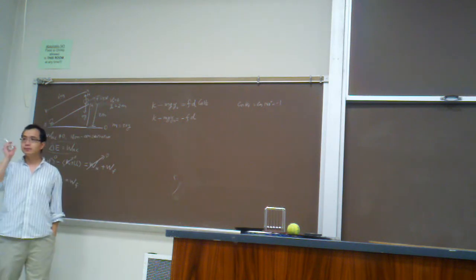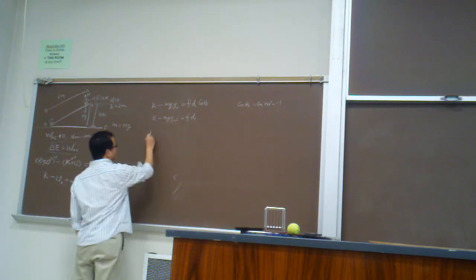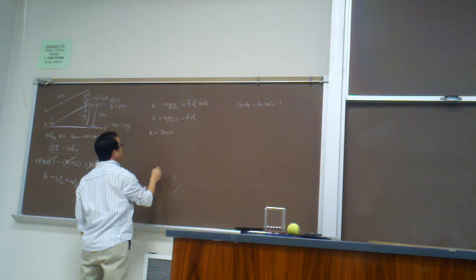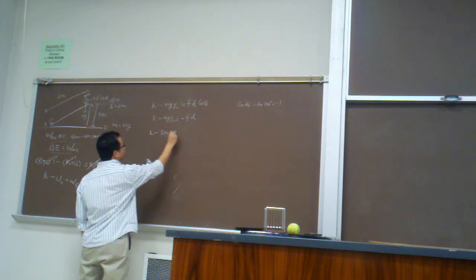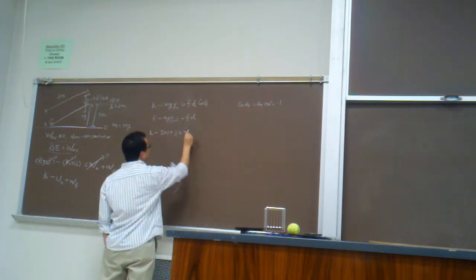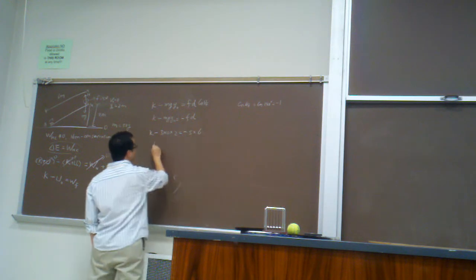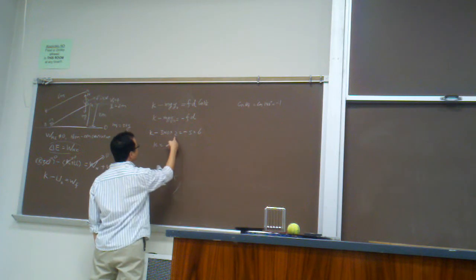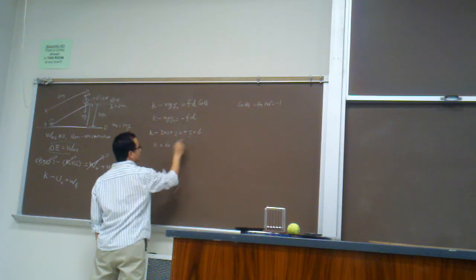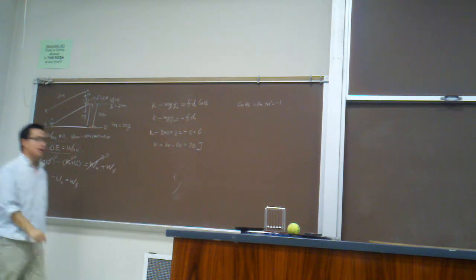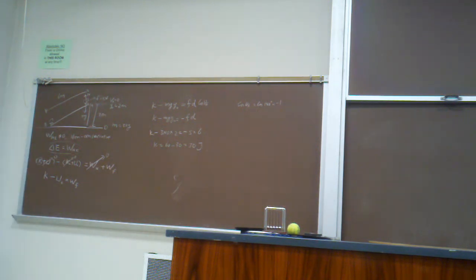Any question here? Now you just need to put in the numbers: K minus 3 times 10 times 2 equals negative 5 times 6. So K equals 60 minus 30, which gives the final kinetic energy, the kinetic energy at the bottom. Any question here?